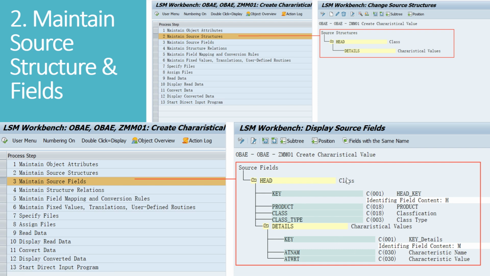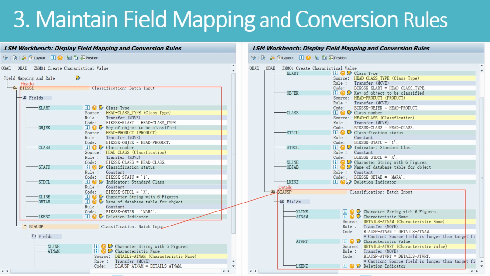After maintaining the source structure and the fields, we need to maintain field mapping and conversion rules. Let's start. In this structure, we have defined the source and the system mapping. Here we can find the header and the details. So we map the class type, the object and the class, 3 fields, to the system.